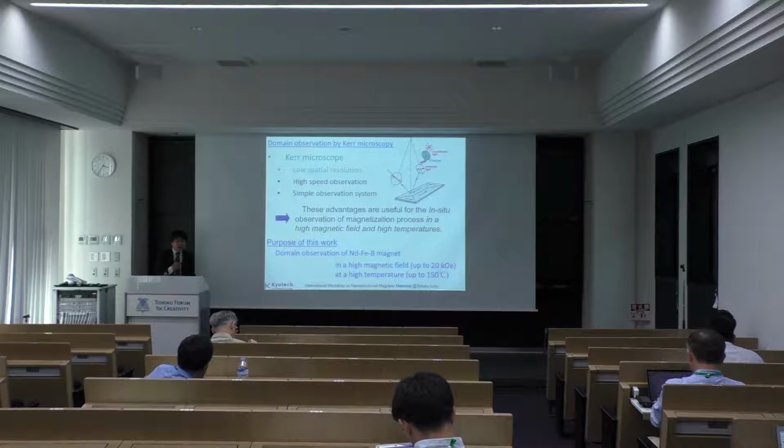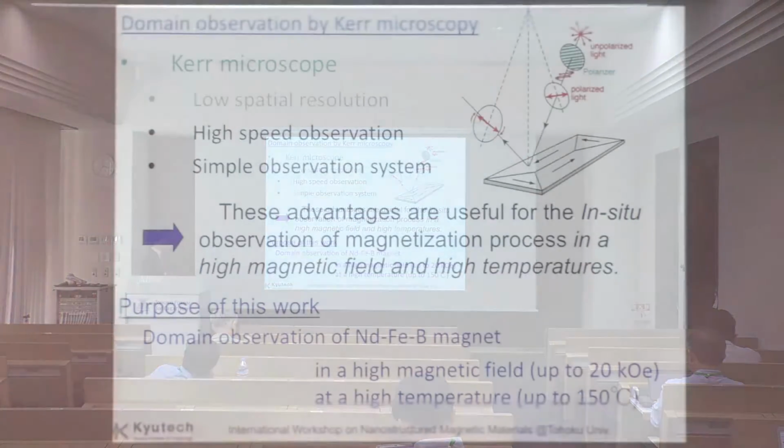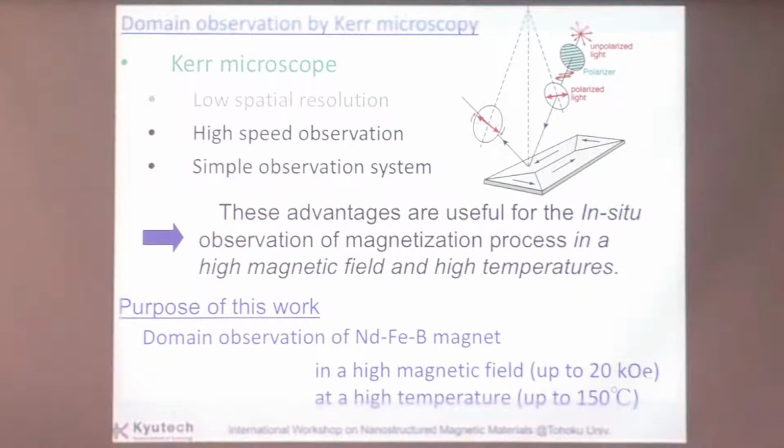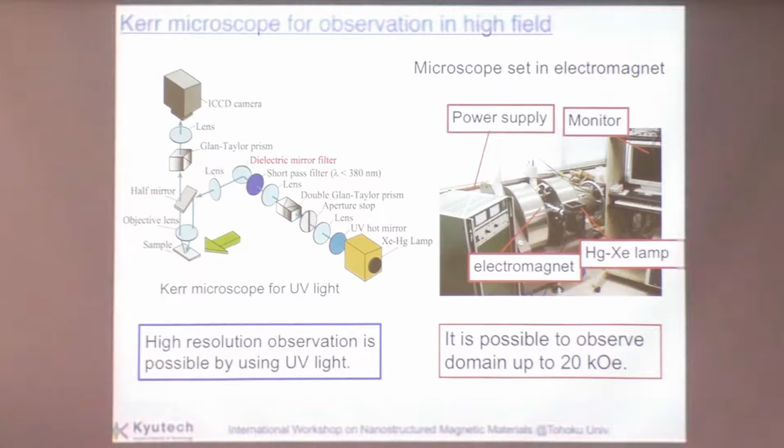So the purpose of this work is domain observation of neodymium iron boron magnets in high field up to 20 kilo oersted and high temperature up to 150 degrees C. Okay, I'd like to show you our observation system, like this figure. And this figure is the optical setting of our Kerr microscope.